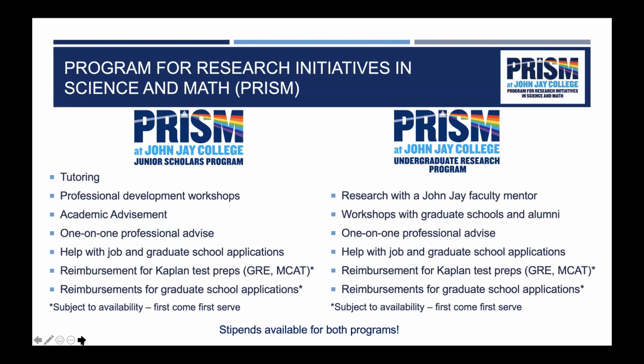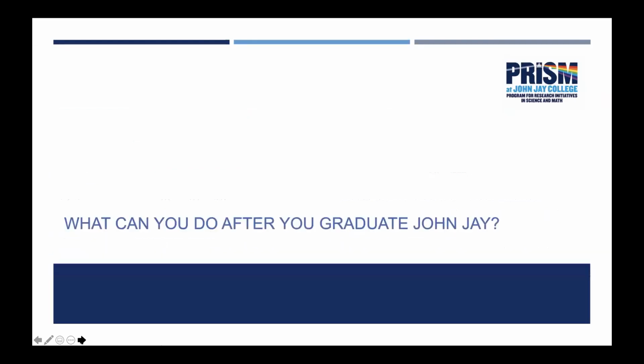So the stipends, you get the $300 at the Junior Scholars Program and about $1,200, more or less depending on our funding, for the Undergraduate Research Program every semester.